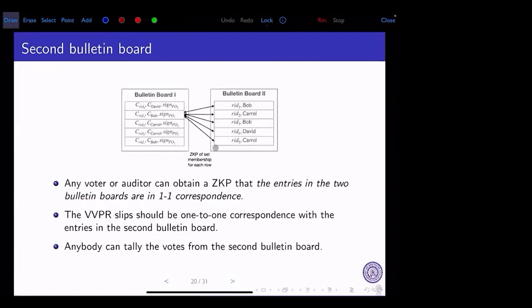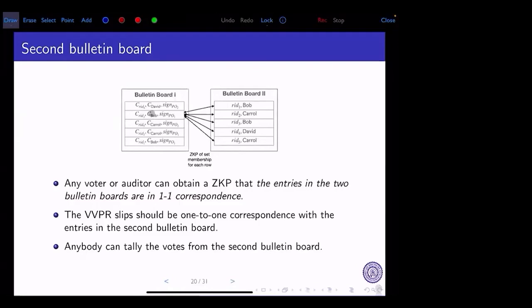So we give a proof in zero knowledge that the two bulletin boards are in one-to-one correspondence. So for every entry in bulletin board one, there is one and only one entry in bulletin board two. So this proof is given in zero knowledge, constructing the ZKP about the one-to-one correspondence. So any member of the public can verify that for every entry on the first bulletin board, there is an entry on the second bulletin board.